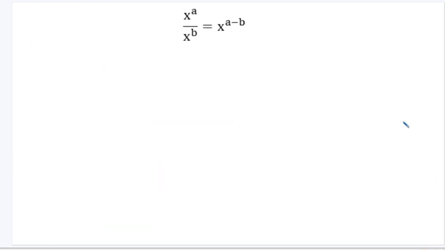Now moving ahead, when two exponents are with the same base and they are in division, we can subtract their powers. And that means 5 to the power of 9 divided by 5 to the power of 3 is nothing but 9 minus 3. So 5 to the power of 6.